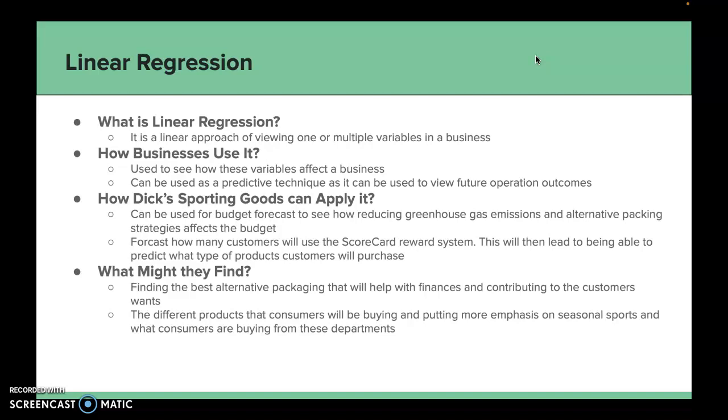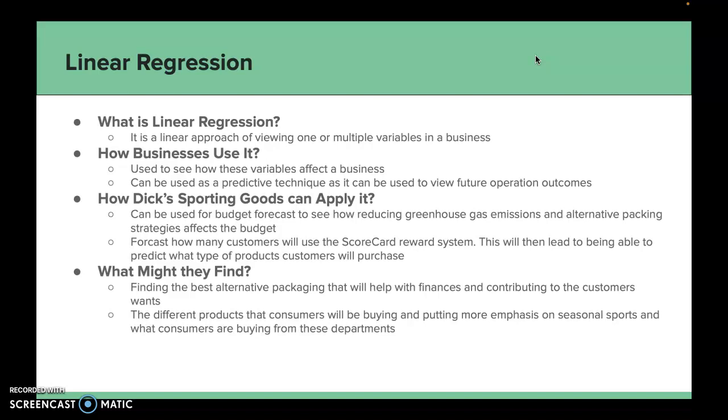So how are Dick's Sporting Goods applying it? It can be used for a budget forecast to see how reducing the GHG emissions and alternative packaging strategies affects the budget as a whole. But it can also forecast how many customers will use the scorecard reward system that Dick's Sporting Goods puts a very big emphasis on, which can then lead to being able to predict what type of products customers will purchase.